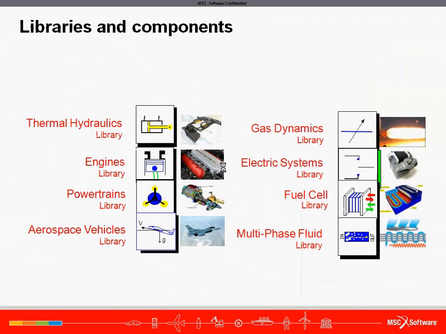EZ5 has 8 application libraries available. These libraries group hundreds of system-level blocks which have embedded in them predefined models developed by experts. These libraries model a broad array of systems, namely thermal hydraulics, engine systems, powertrains, aerospace vehicles, gas dynamics, electric systems, fuel cell systems, multi-phase fluid systems, so on.